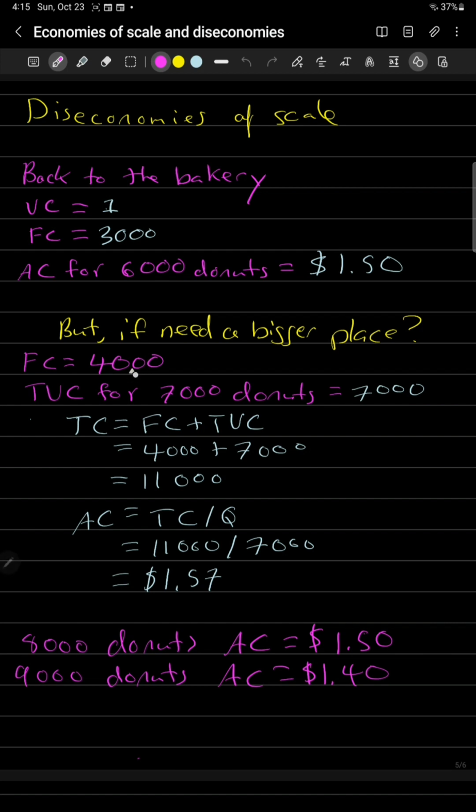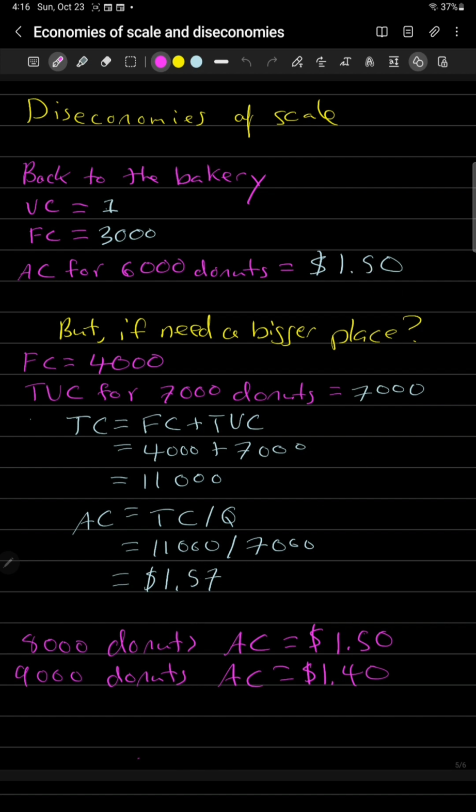If you take a look here, the fixed cost for your new bigger place is $4,000. But we can make more donuts. So let's take a look. Total variable cost for 7,000 donuts is $7,000. So the total cost now, because of the increase in fixed cost, is $11,000. Now we divide that by 7,000 because we have 7,000 donuts. The unit price for a donut is $1.57. It's higher than it used to be.